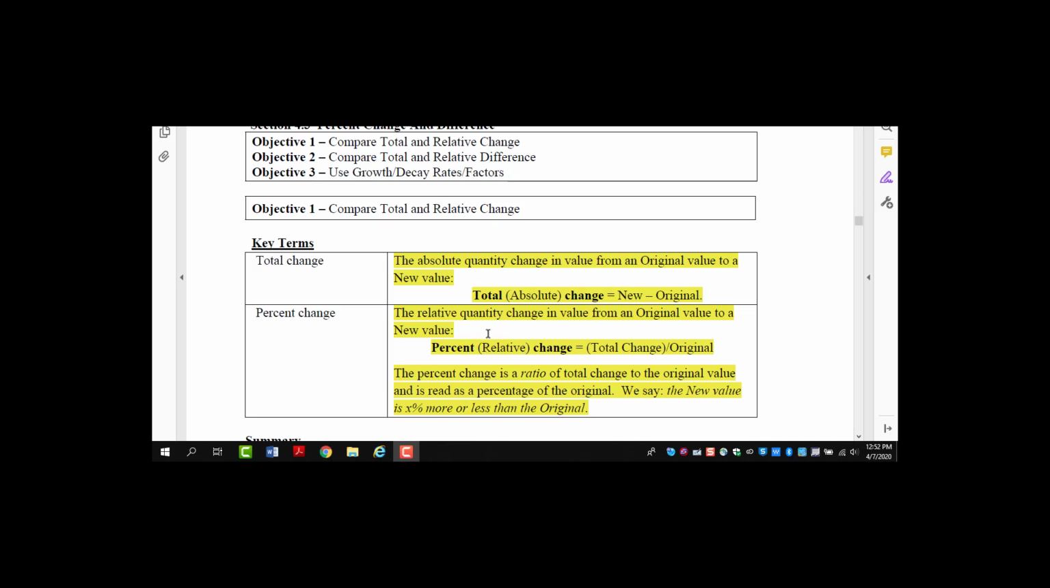And percent change is just, really what it is, the absolute change over the original. So it's a ratio. We say that the new value is X percent more or less than the original value. So this is a percent change, right? Total change, which is here, the difference divided by the original, and we usually multiply it by 100 to make it a percent.